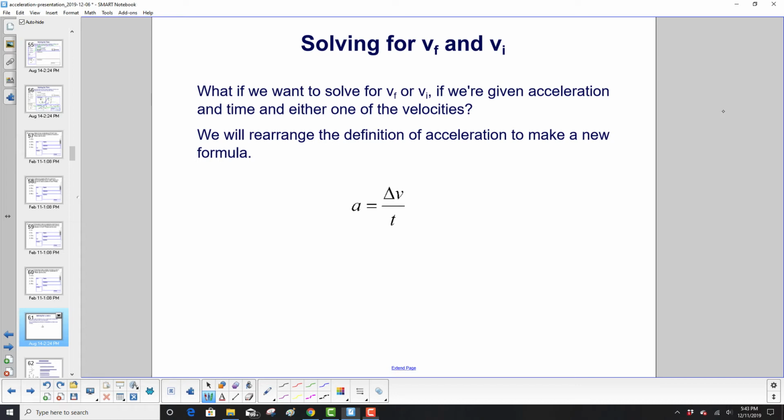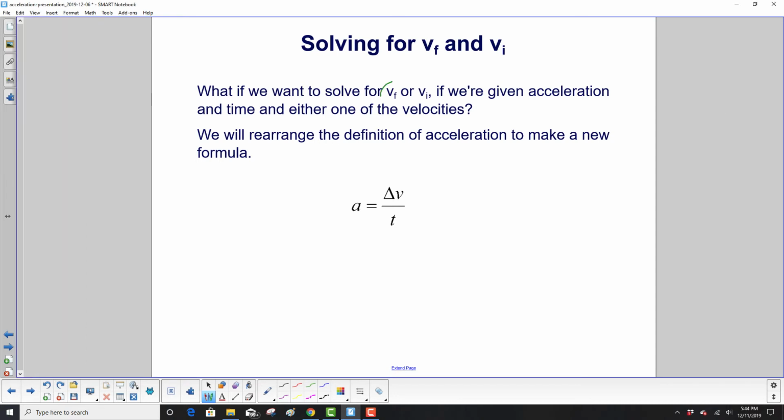What if we want to solve for v final or v initial if we're given acceleration and time, but neither one of the velocities? For example, we're given v initial and we'd like to find vf, or we're given vf and we want to find v initial. We will arrange the definition of acceleration to make a new formula.